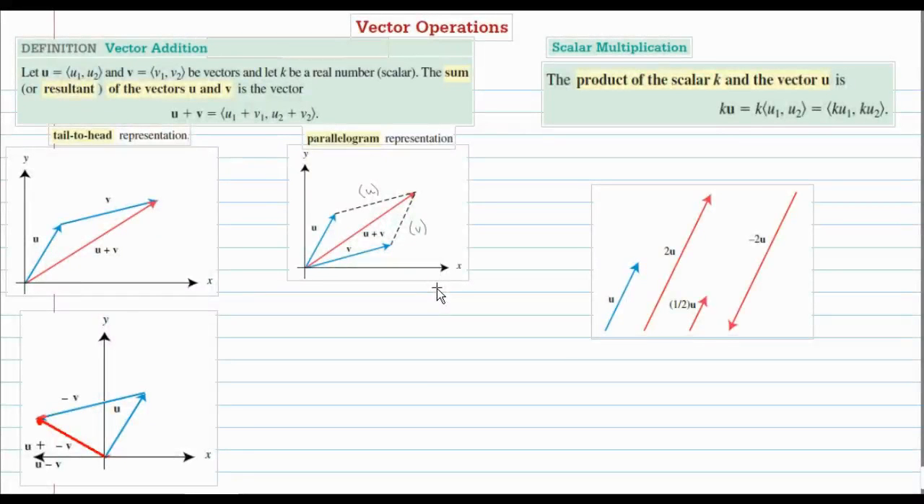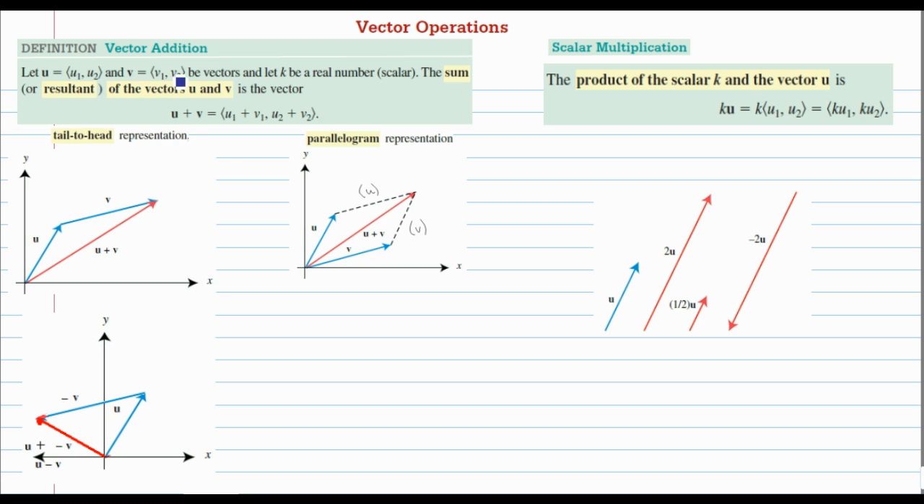This is the screencast for section 6.1, example 3, vector operations. So we're going to say let u equal the vector u1 comma u2 and v equal the vector v1 comma v2. And they're vectors, and let k be a real number scalar. The sum of the two vectors, you can just add their x-coordinates and then add their y-coordinates and get the new vector. And then you can also multiply each of the x and y coordinates by that scalar.